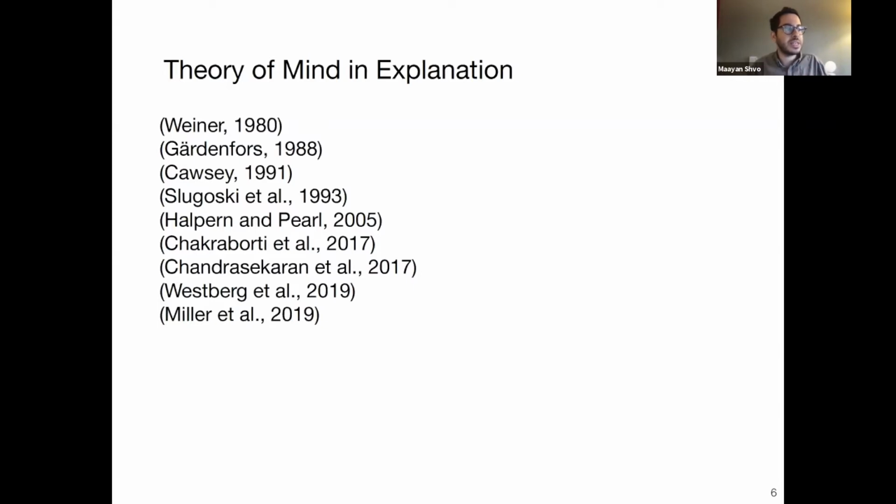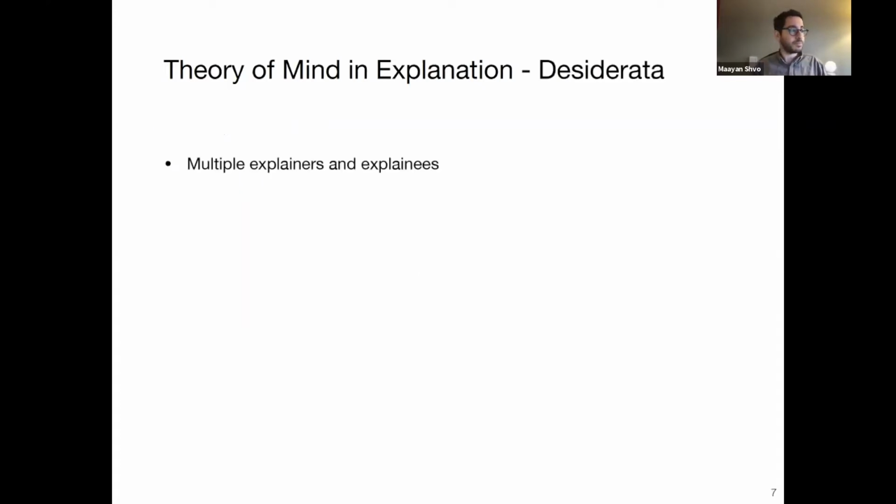And there also exists a respectable body of work in AI that has highlighted the importance of theory of mind and explanation, and some of those works are listed here. And in our work, we build and expand upon this body of work and posit that accounts of explanation that employ theory of mind must satisfy a number of important desiderata. And first, we say that such accounts of explanation must be set in a multi-agent setting, which facilitates explanation between arbitrarily many explainers and explainees. And we'll see an example for that in a second.